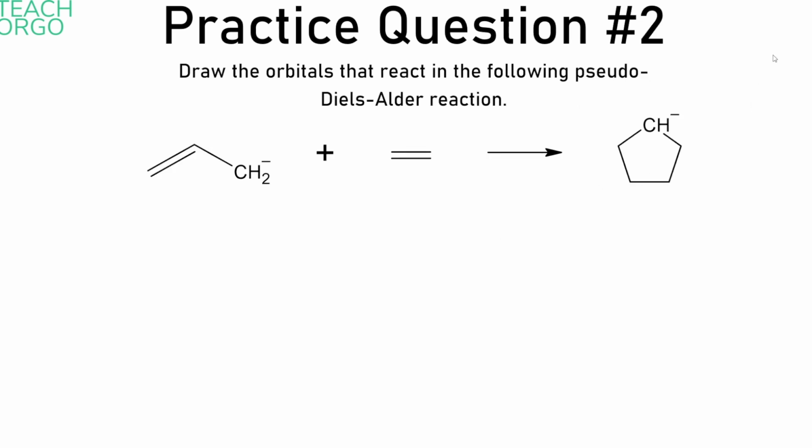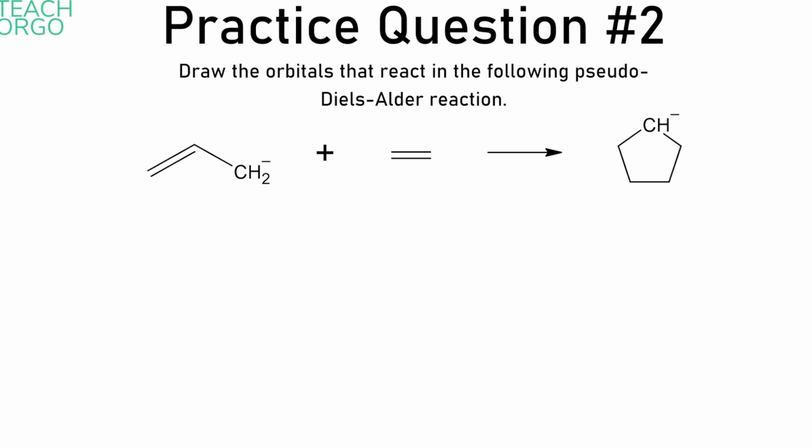So this is a pseudo Diels Alder reaction. It's not exactly Diels Alder, but it works along the same way. So we're going to pretend that it is, and so we're going to do the exact same thing that we did for the first practice question. So pause it, try it on your own, come back.